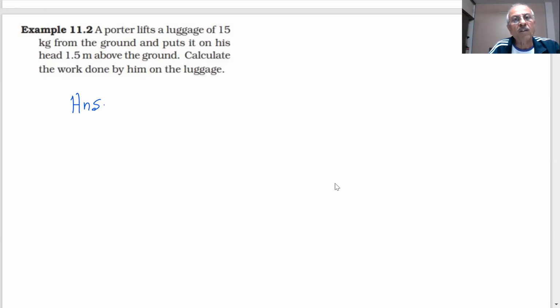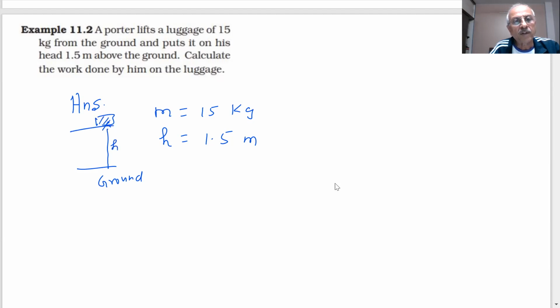If you have to answer this question: a porter lifts a luggage of 15 kg. What is the mass of the luggage? 15 kg. And puts it on his head. What is the height, students? 1.5 meter above the ground. This is my ground. So he is putting the luggage up. Luggage is going to what height? 1.5 meters. Calculate the work done by him.